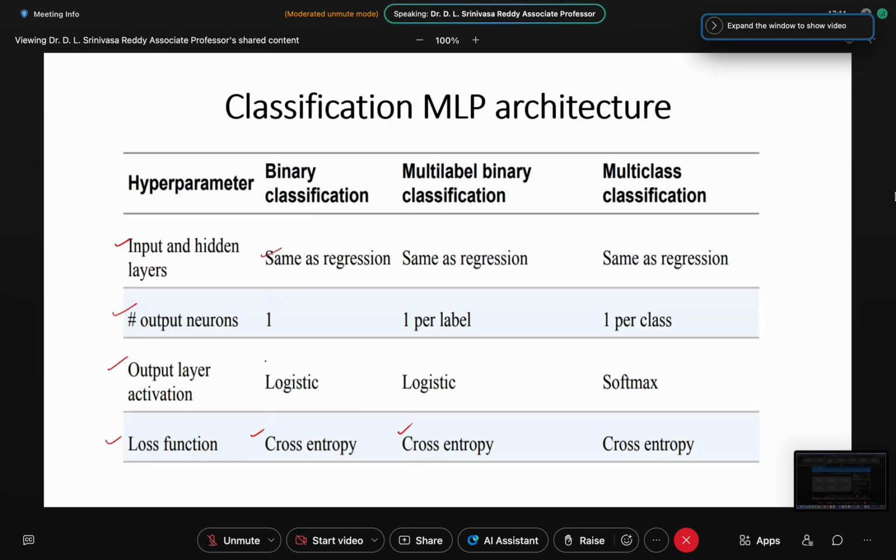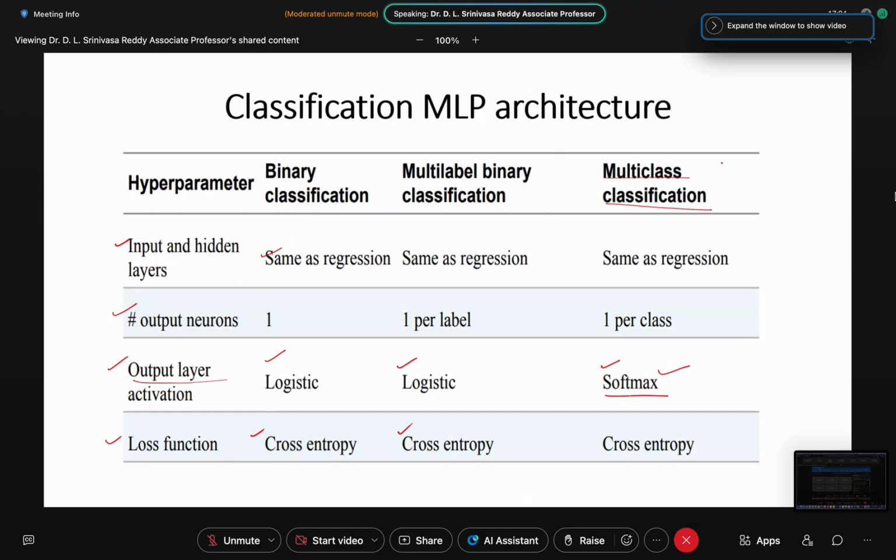So for a single label or a multi-label, use the logistic function as the activation function in the output layer. And softmax for multi-class classification: use softmax as the activation function in your network.